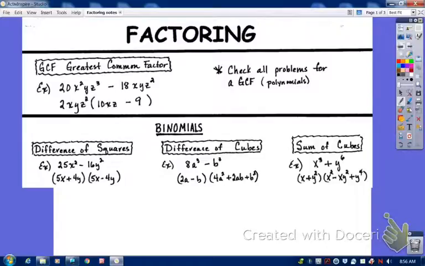Go to the next term. Negative 18 divided by 2 is negative 9. X divided by x cancels. Y divided by y cancels. And z squared divided by z squared cancels. So you just have a minus 9. Okay?